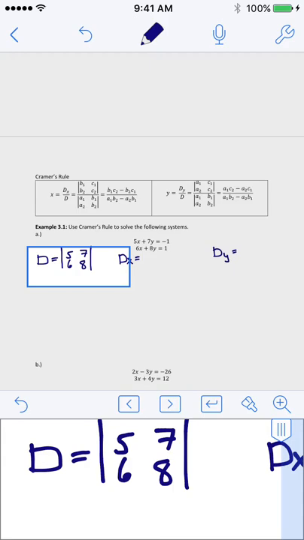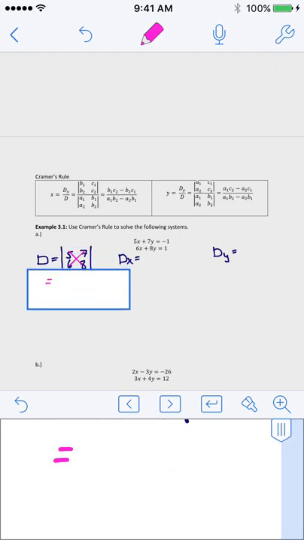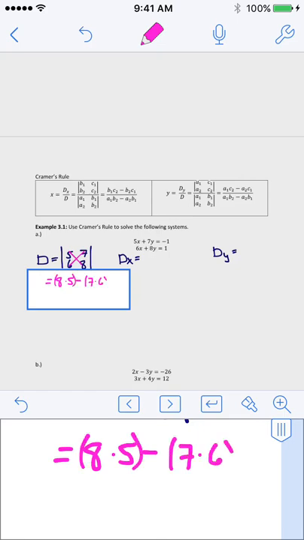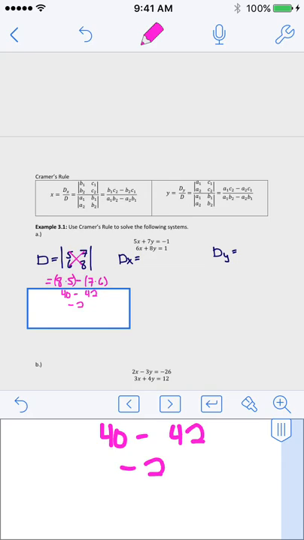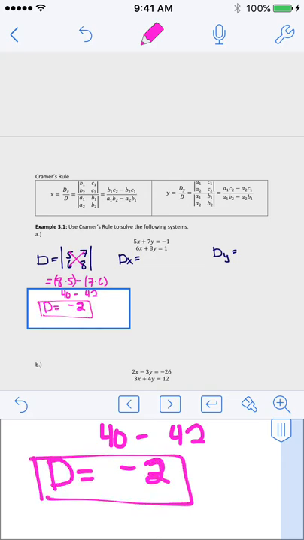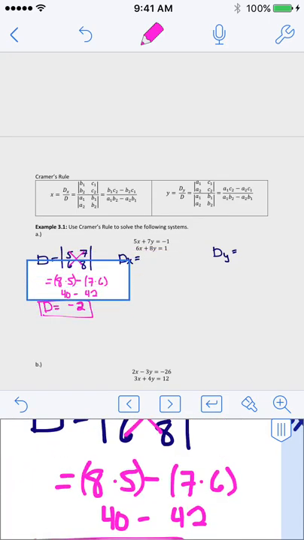So let's take those diagonals, and we'll subtract them. So d is equal to 8 times 5 minus 7 times 6. In other words, 40 minus 42, or negative 2. All right, it looks like d is negative 2. That's the first number we have. Awesome. D is equal to negative 2. Any questions on that? Go ahead and pause the video and talk about it.